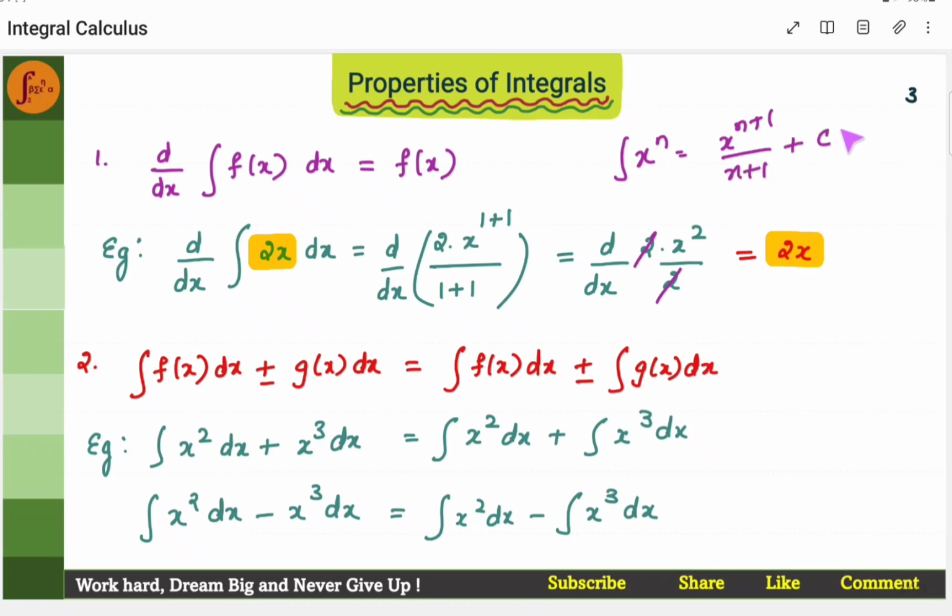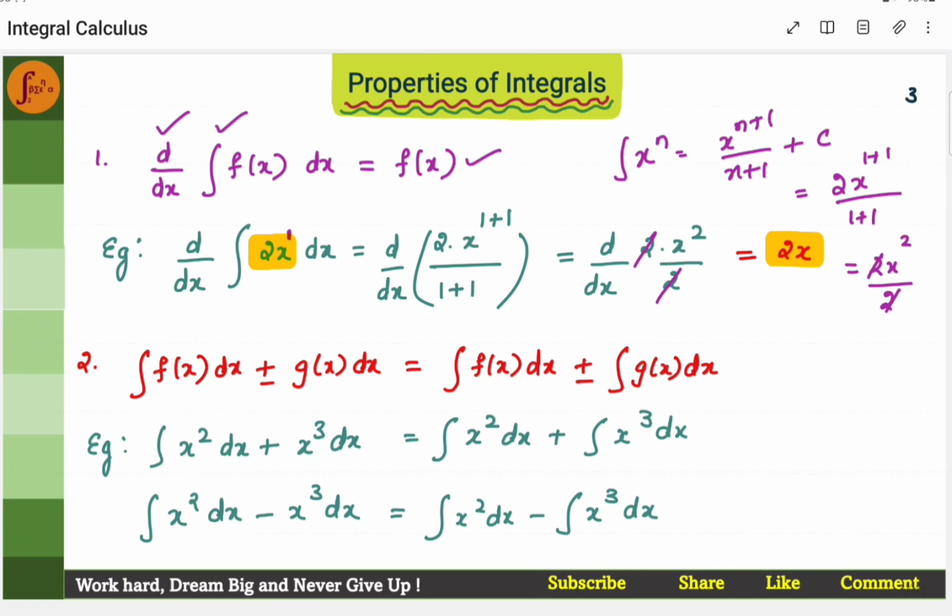So, integral of 2x will be 2 into x to the power of, there's nothing here, so assume it's 1. So, 1 plus 1, which is 2, by 1 plus 1. So it is nothing but 2x square by 2. So 2 and 2 will get cancelled. You're left with x square. And then, what is the derivative of x square? The derivative of x square is 2x. So it's obvious, integral is the inverse of the derivative. So now when I apply both, I get the function.